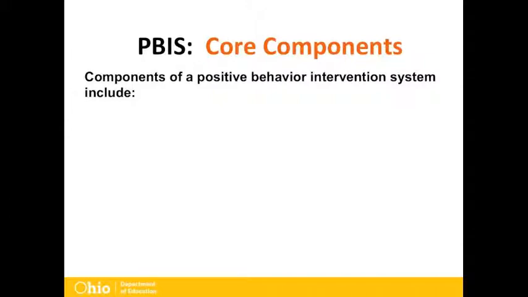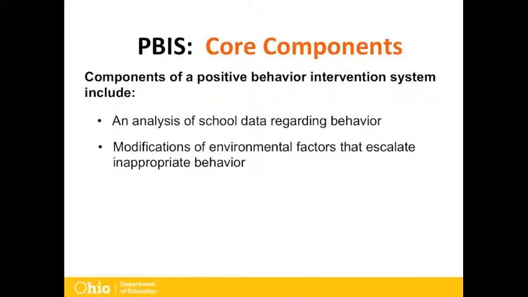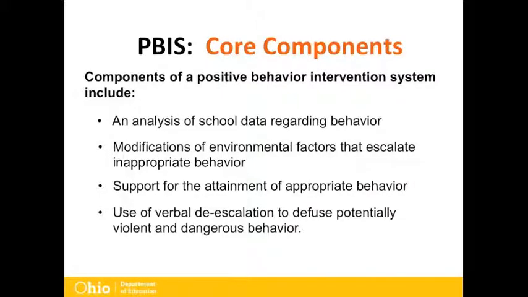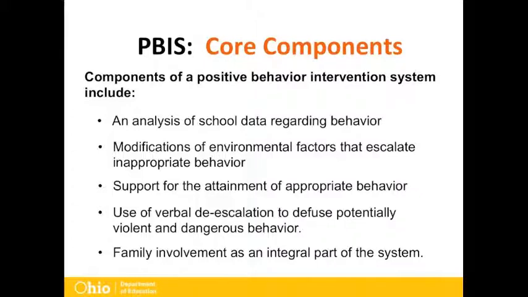Components of a positive behavior intervention system include an analysis of school data regarding behavior to identify specific behavior problems and determine the particular needs of the school's children. Modifications of environmental factors that escalate inappropriate behavior to diminish occurrence and reoccurrence of behavioral issues and teach appropriate behaviors to students. Support for the attainment of appropriate behavior to teach and reinforce acceptable conduct. Use of verbal de-escalation to defuse potentially violent and dangerous behavior, and it is very important that the system includes family involvement. An integral part of a successful system is a purposeful partnership with affected families.